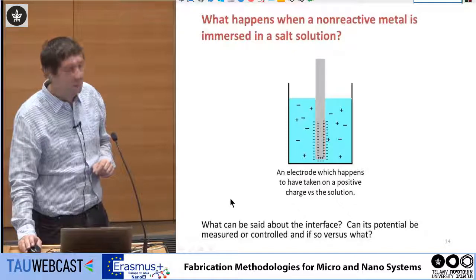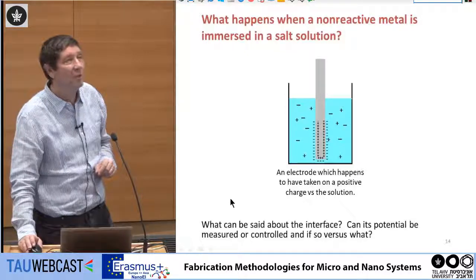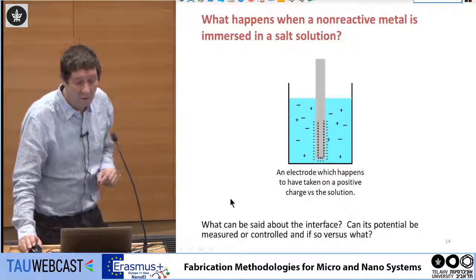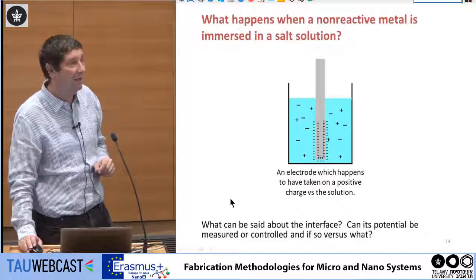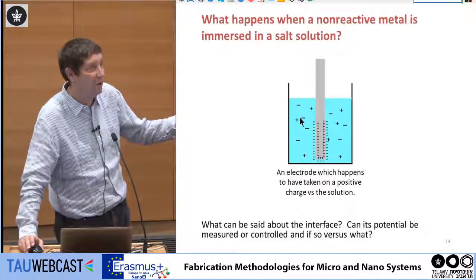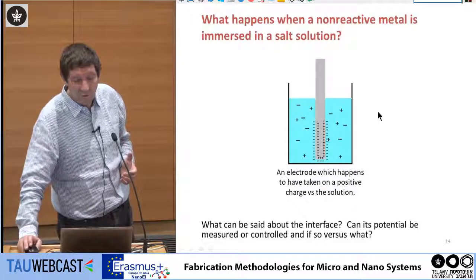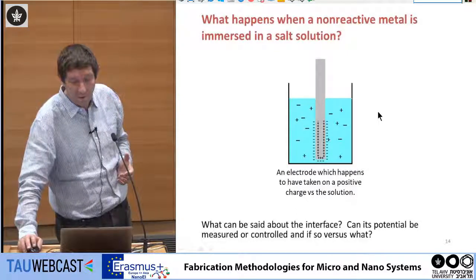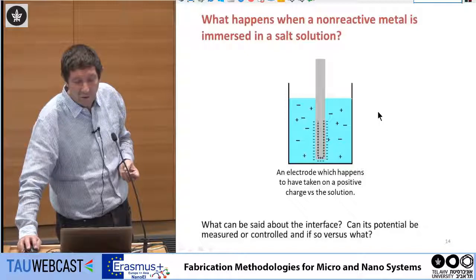The electrolyte is neutral, but the surface of the electrode can be charged. And it will be charged because there is a difference between the Fermi potential in the metal and the Fermi potential in the electrolyte, or what we call the electrochemical potential. So the surface will be charged. In this specific case, the electrode will be more positive than the solution.